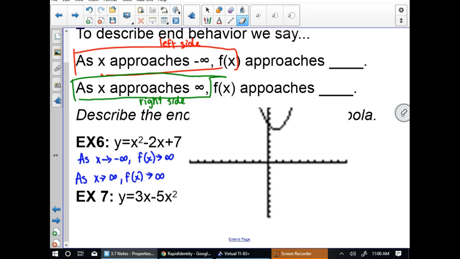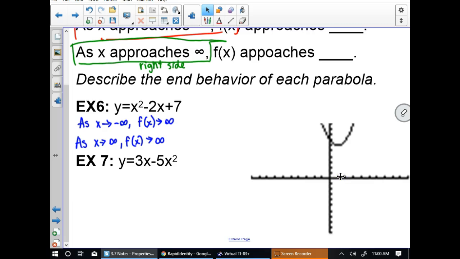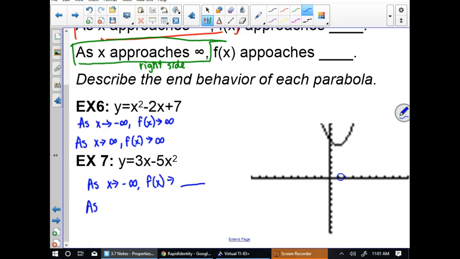So quadratics are pretty easy to do in end behavior because for quadratics, either both ends go up like a smiley face or both ends go down like a sad face, right? So the first part of what you're going to say is always the same. As x approaches negative infinity, f of x approaches blank, and as x approaches positive infinity, f of x approaches blank. So that part's always the same.